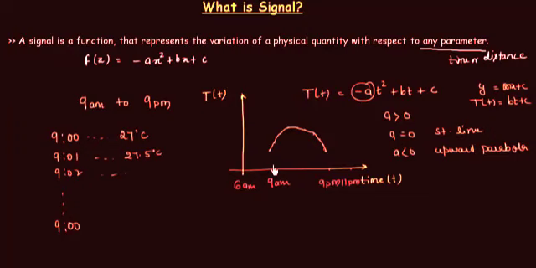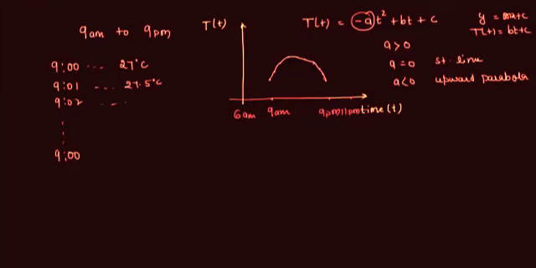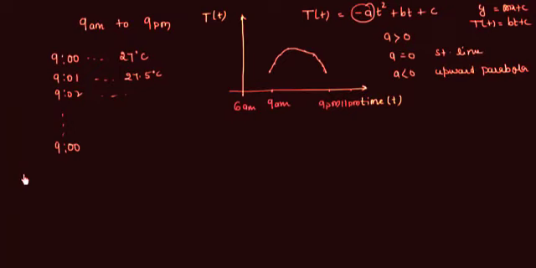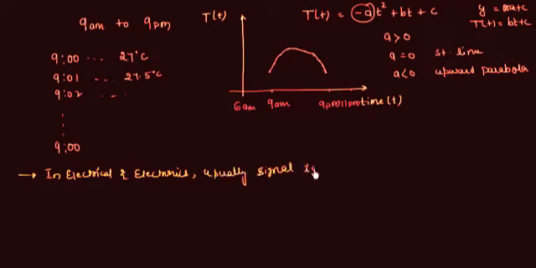Now I will narrow down this study of the signal, and I will talk especially about electrical and electronics. And in electrical and electronics, usually the signal is the variation of the electrical quantity, generally current or voltage, with time. So it's important to write this thing, and let's write it down. In electrical and electronics, usually signal is variation.